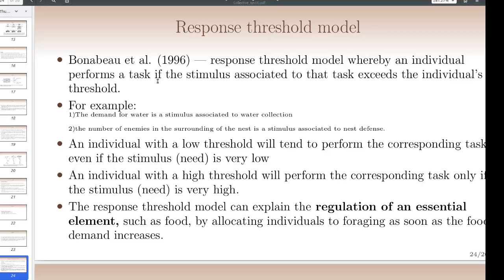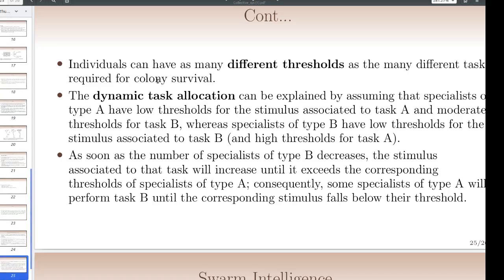So an individual with a low threshold will tend to perform the corresponding task even if the stimulus is very low. But an individual with a high threshold will perform the task only if the stimulus is very high. So the response threshold model explains the regulation of essential elements such as food by allocating individuals to forage as soon as the food demand increases. Individuals can have many different thresholds as many different tasks are required for colony survival.